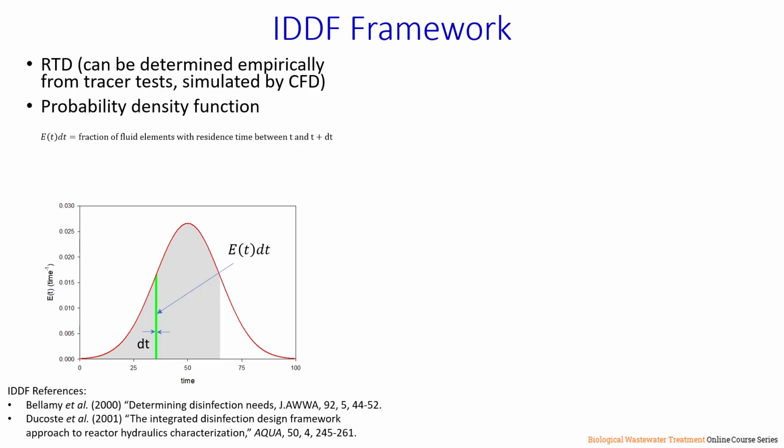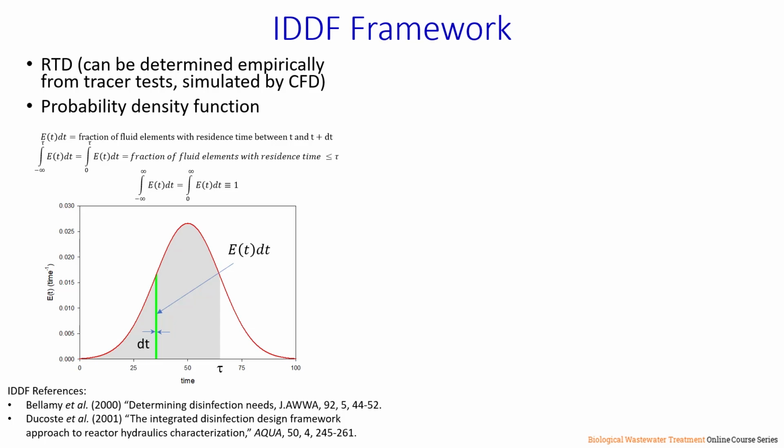In other words, the fraction of the area under the curve that corresponds to that set of residence times. If we integrate that function from 0 to tau, some arbitrary number, that represents the fraction of fluid elements with a residence time less than tau. And if we integrate the entire area under the curve, by definition, that must be 1. So the characteristics of a residence time distribution function are general to all probability density functions and provide critical information about the residence time distribution within a given reactor.